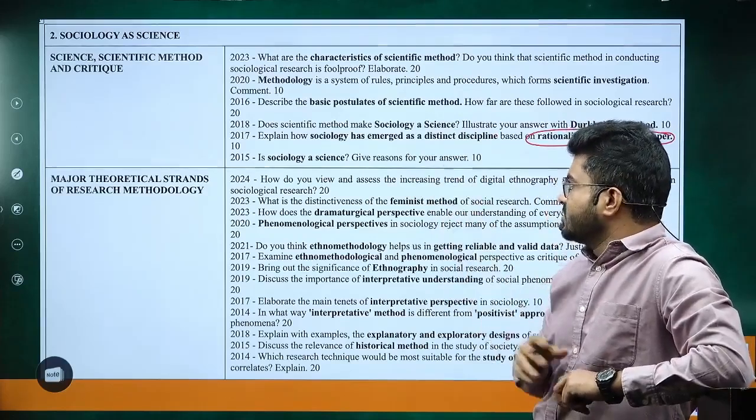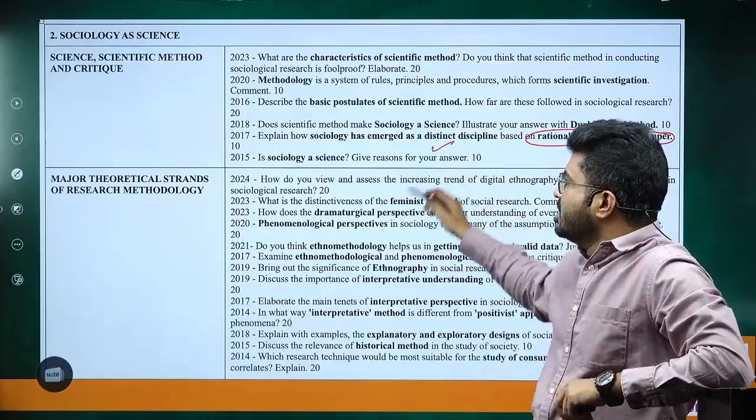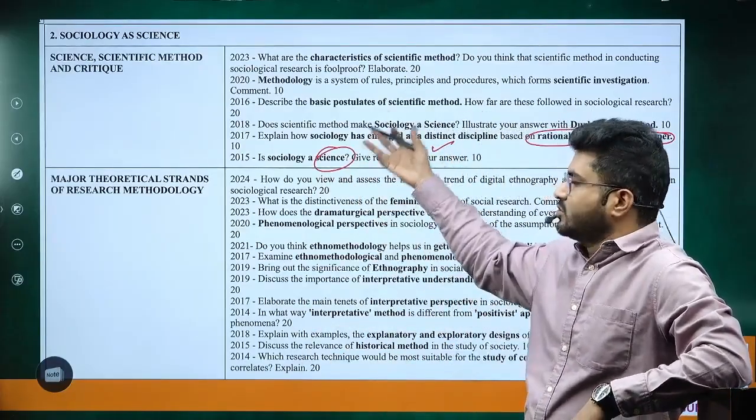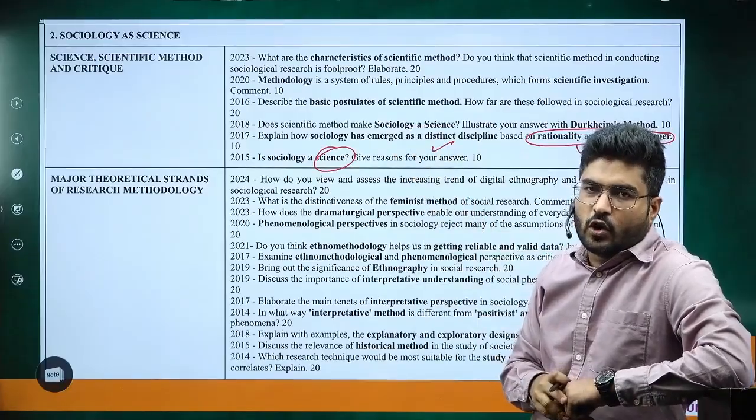Then the last question is: sociology as science, give reasons for your answer. Again, write down the features or goals of science and try to highlight whether sociology is following that path or not.